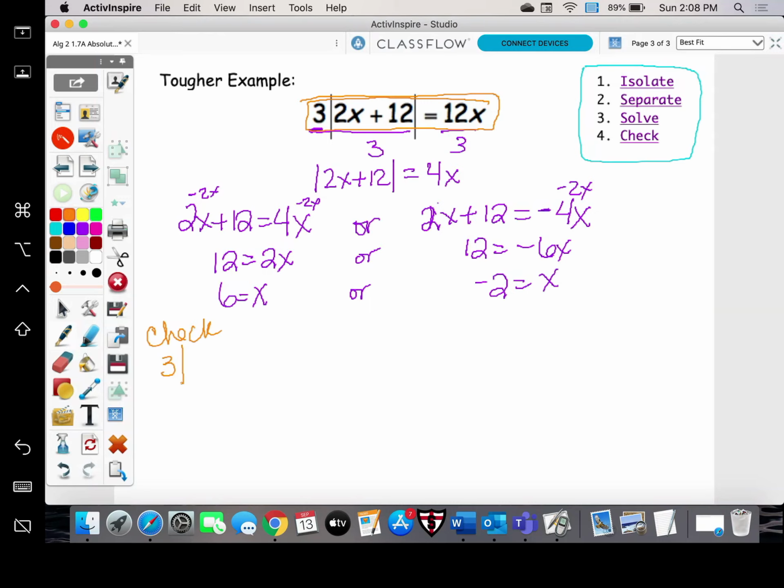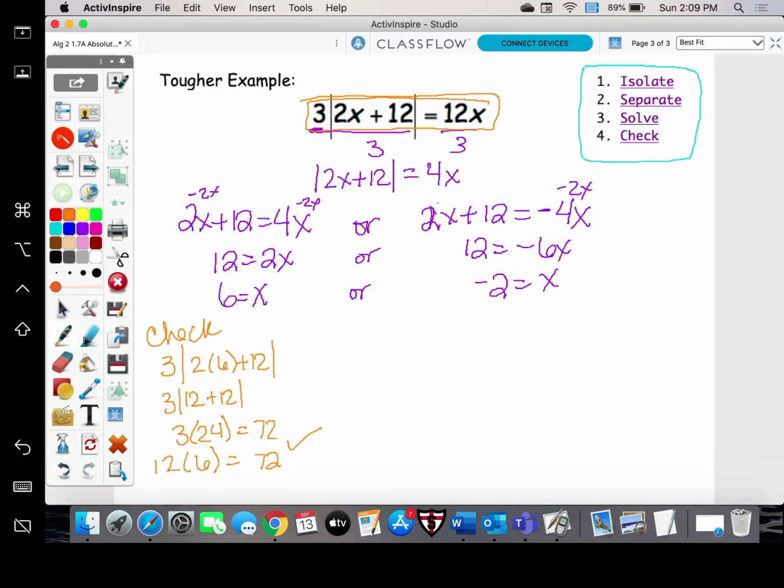So 3 times the absolute value of 2 times 6 plus 12. So we'd have 3 times the absolute value of 12 plus 12. So 3 times 24 should be 72. And then 12 times 6, also 72. So those two check out. So x equals 6 works.